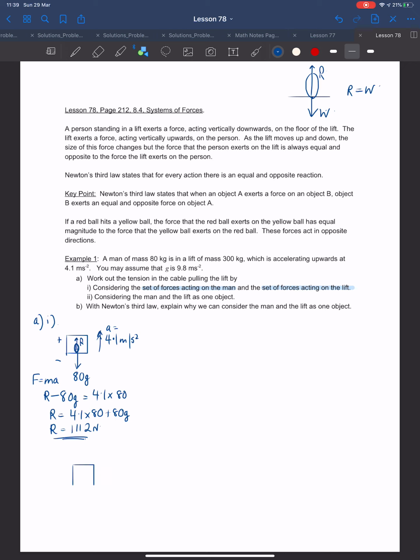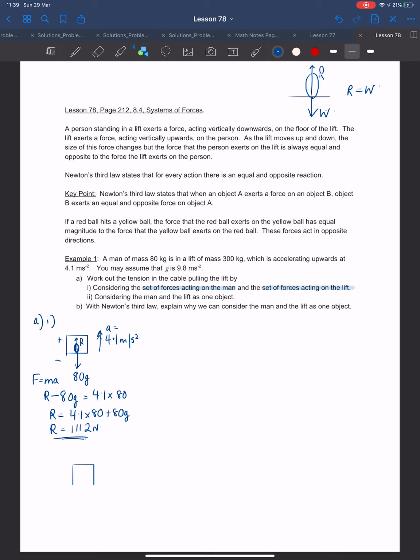So you get 1,112 downwards because it's equal and opposite. Because there's a normal reaction of 1,112 upwards in the lift from the man, there's going to be an equal and opposite 1,112 newtons downwards from the man on the lift. And then there's also going to be 300g for the weight of the lift. Okay, and the acceleration is 4.1. So we've got T. What do we need to find out? Work out the tension in the cable.